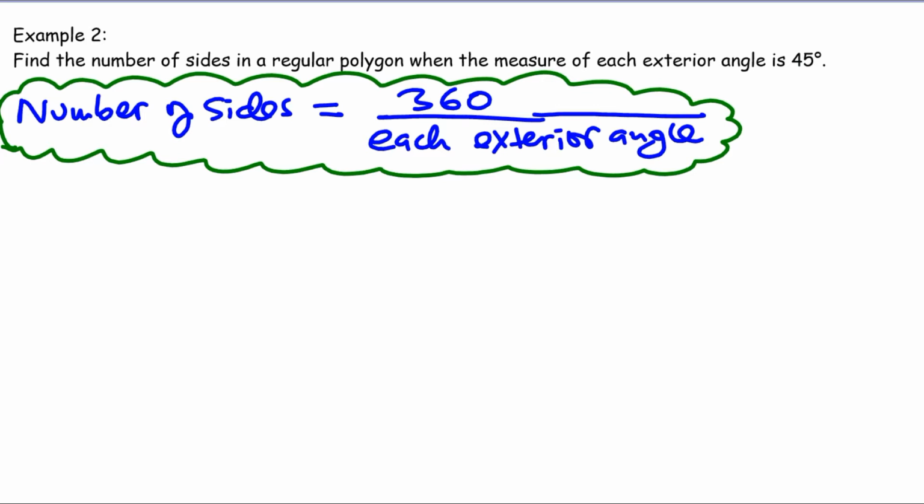So we can go ahead and say, okay, here what are we given in this question? We are given the measure of each exterior angle, which is 45. So you can just go ahead and plug it in. So 360 divided by 45, then you should be able to find the number of sides, which will be 8 sides.